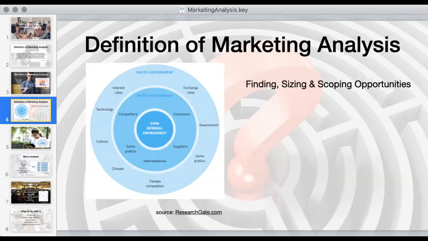So it's really quite simple. Macro, micro, and internal analysis, and we're going to look at each of those in just a moment individually. It's really just about finding some things that we could do differently going forward. It's about sizing and understanding how much of an opportunity those things are, and then scoping out our response. So it's really quite a simple process. A lot of people get hung up on a lot of the technology and the jargon, if you like, and the process that you have to go through. But actually, doing a marketing analysis is really quite simple. Finding an opportunity, sizing the opportunity, and scoping our response to it.